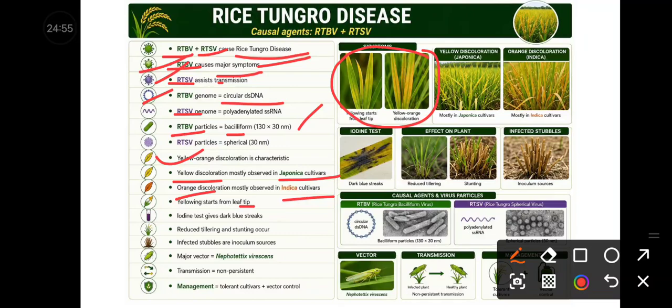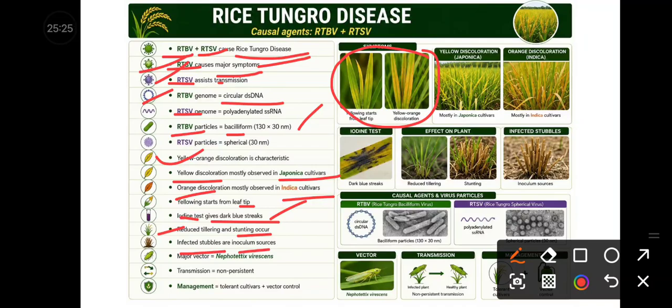And to identify the virus, iodine test is done. Iodine test is mostly done for starch accumulation. Due to infection this virus accumulates starch. So by iodine test we will get dark blue streak if the virus is present. Then other symptoms are reduced tillering and stunting, and infected stubbles act as inoculum source.